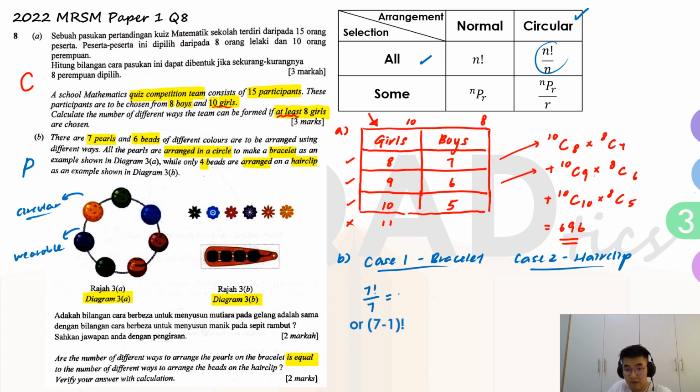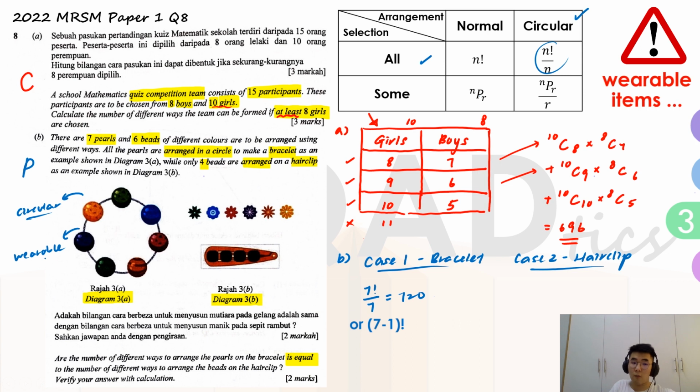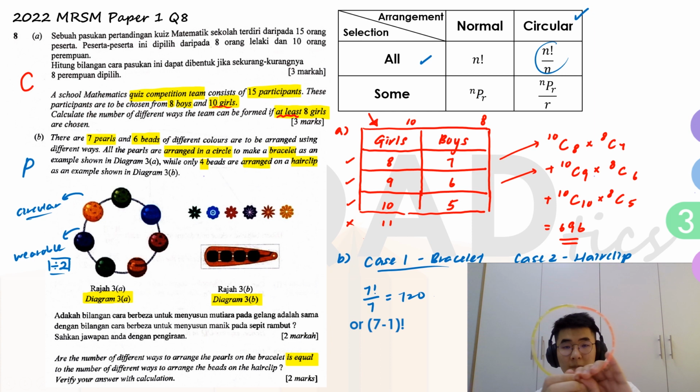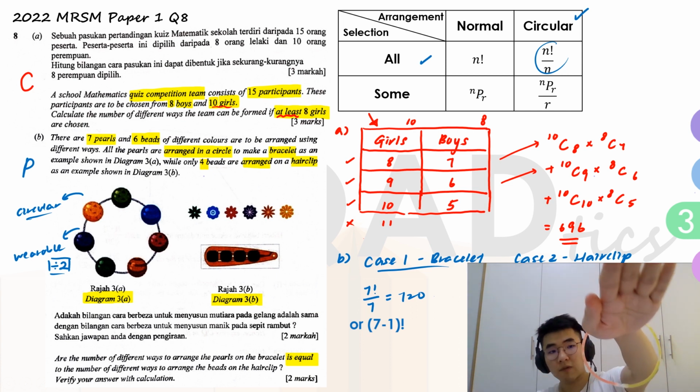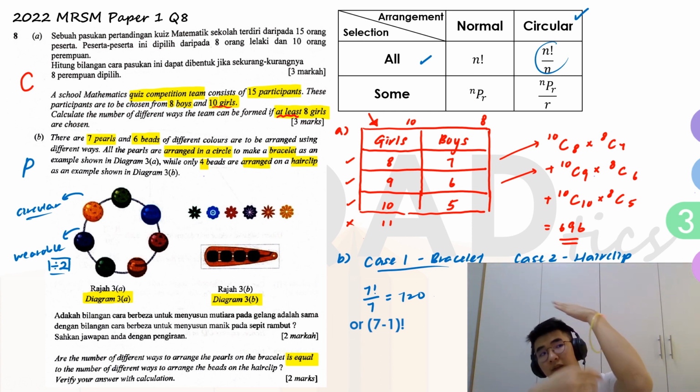So this is 720. But this is the wrong answer, right? Why? Because this is a wearable item. We need to divide our answer by 2. Alright, so why is it so? Let's say this is a bracelet. If you can see from my video, the current calculation says that this arrangement and this arrangement are different, right? So if we wear it, it's a different story. This is the front view and this is the back view.